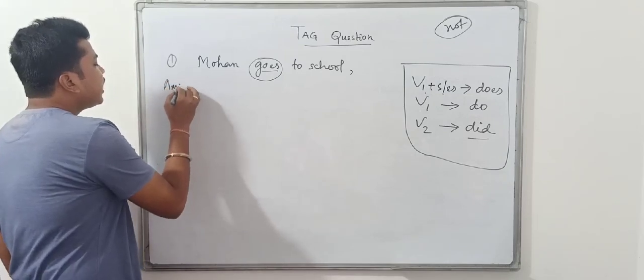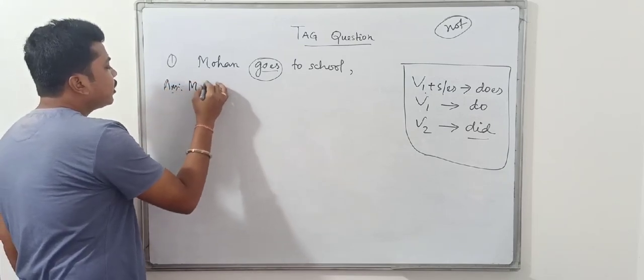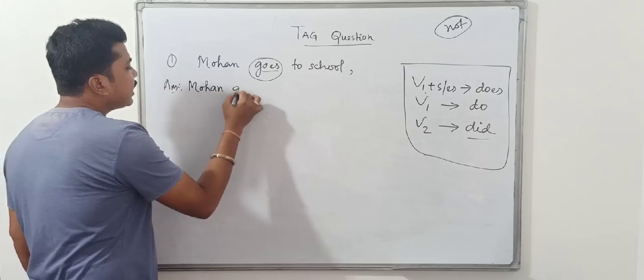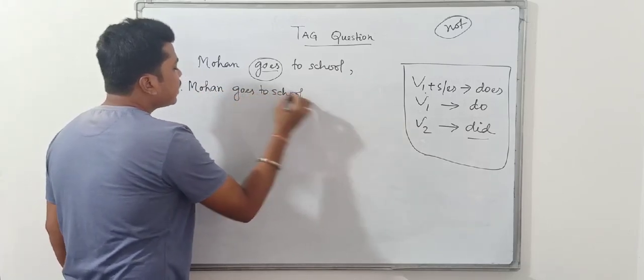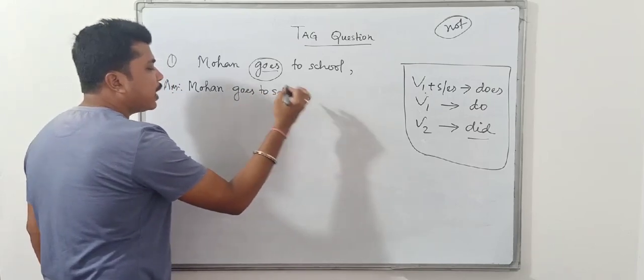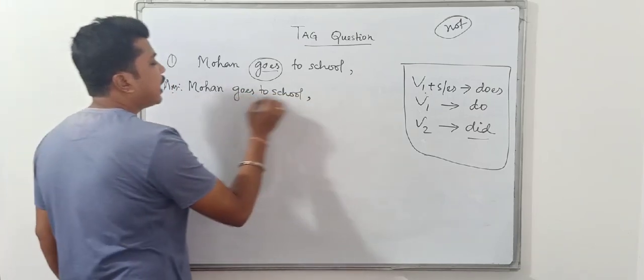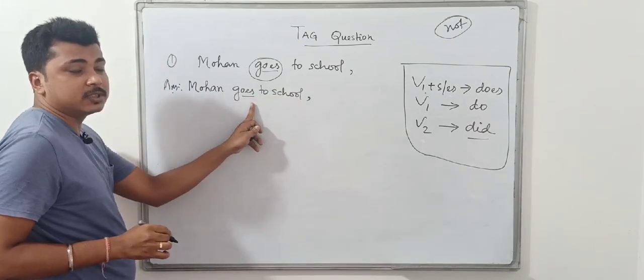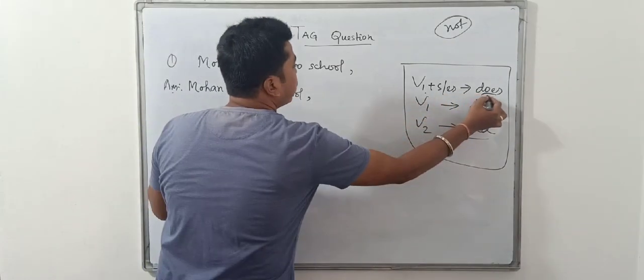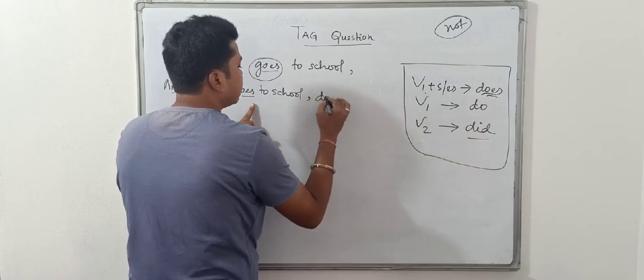So what is the actual process of writing? Rewrite the question once again. Mohan goes to school. Do not write the direct answer. Rewrite the question once again. Place a comma. Then you are going to write what? Auxiliary verb. Here your main verb is goes. Okay. So you are going to use the auxiliary does.